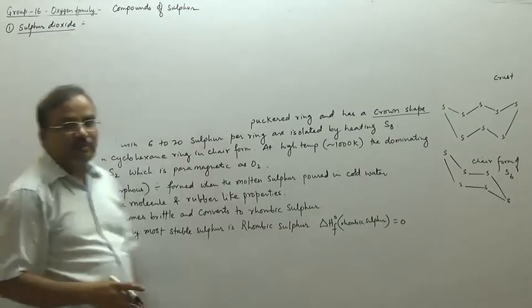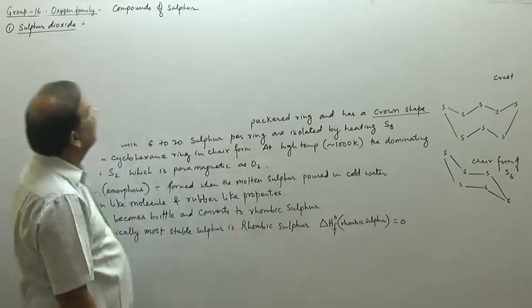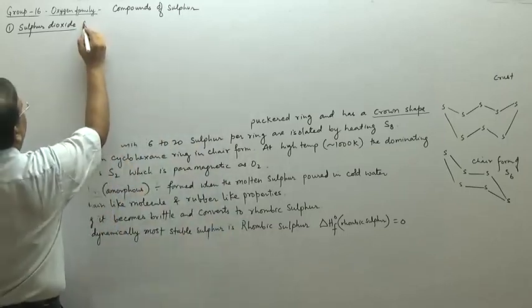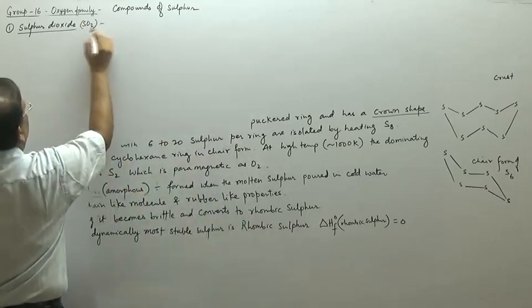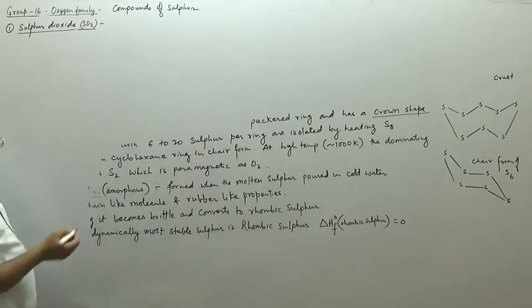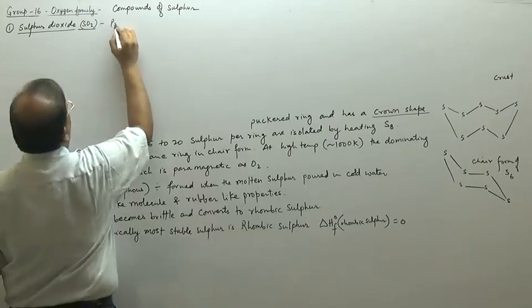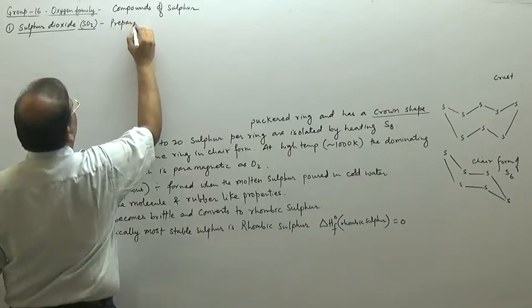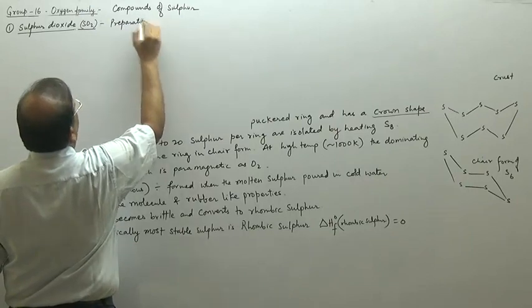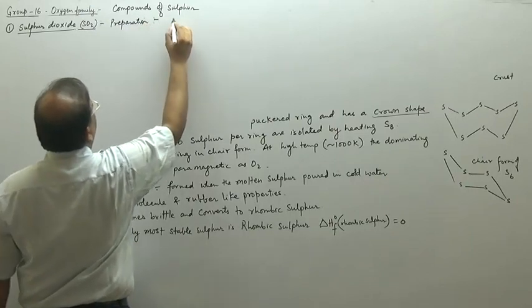If we discuss sulfur dioxide, we can write that it is SO2. That is one of the compounds of sulfur. So first we write the preparation methods of sulfur dioxide.